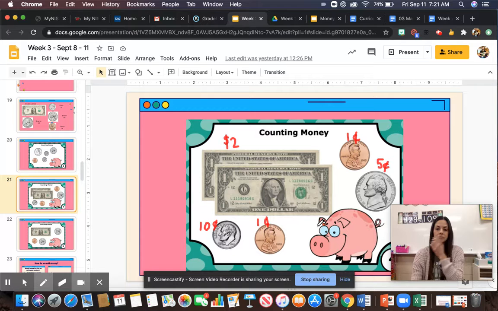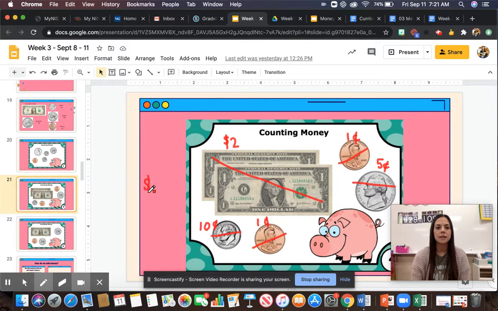All right, here we go. Now I'm going to start with my dollar bills. I have $2. I'm going to cross that out. I have $2.10. $2.10 plus 5 cents. So 10 plus 5 is 15. So $2.15. $2.16. $2.17. So here's how I write it.